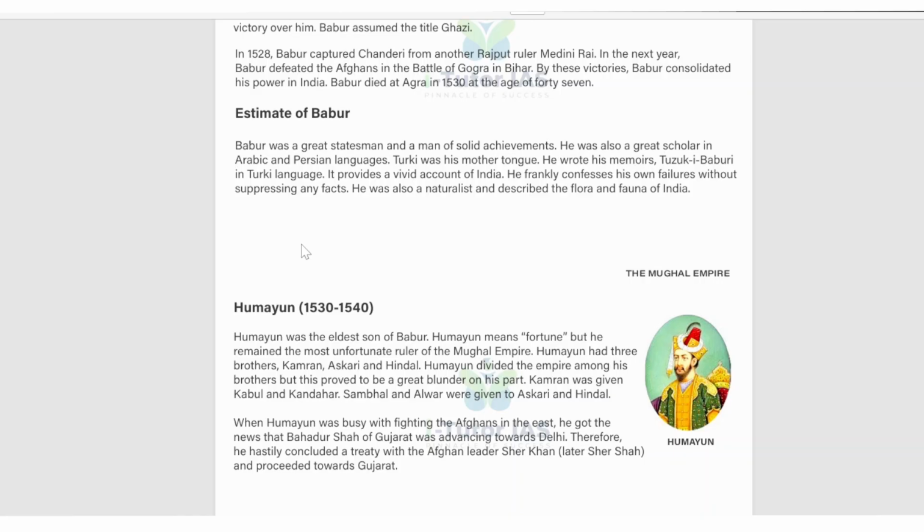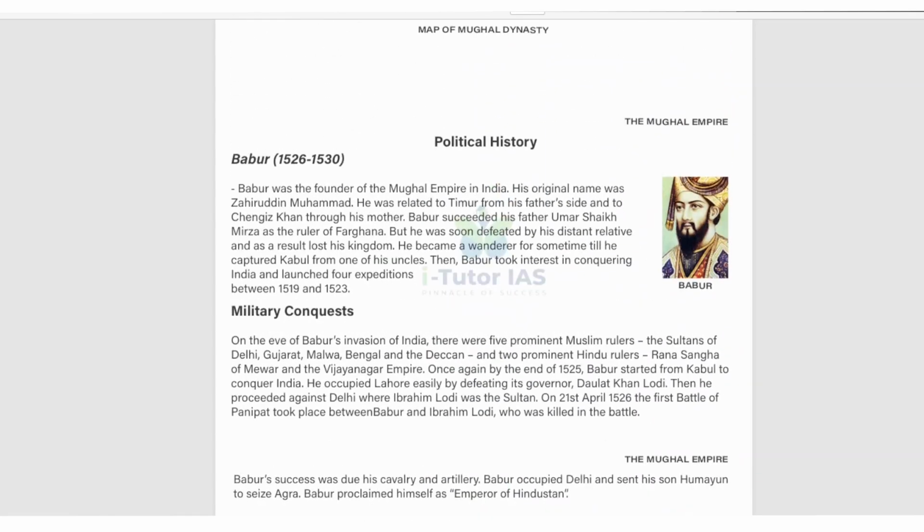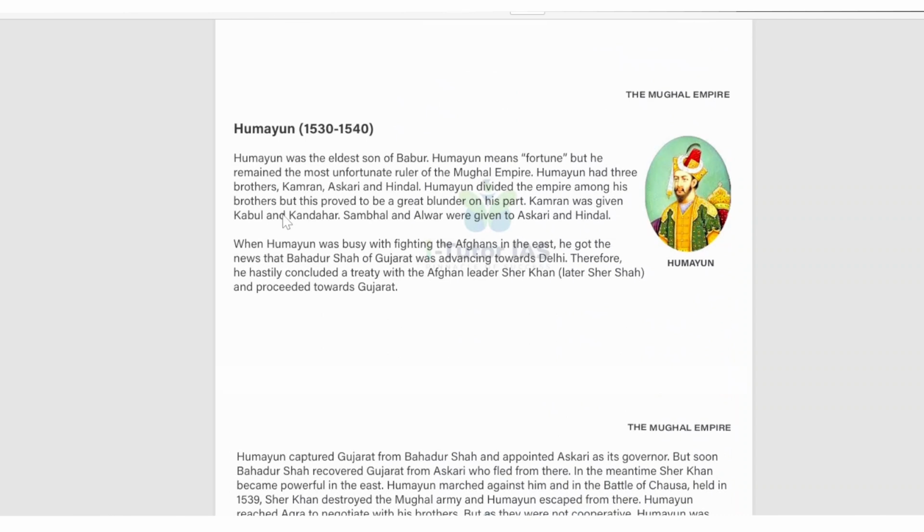And he was also a naturalist and described the flora and fauna of India. So that's the time period of the father of the Mughal Empire, the founder of the Mughal Empire, Babur. And the second one is Humayun, the eldest son of Babur.